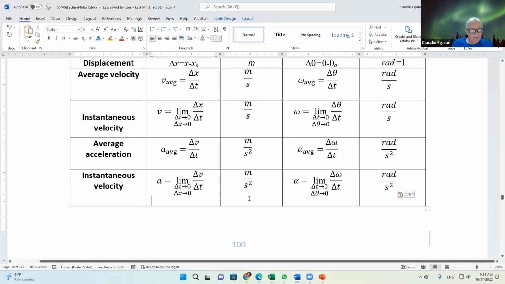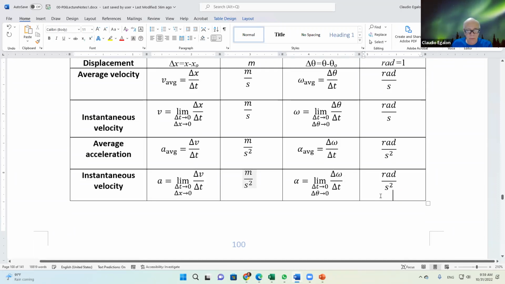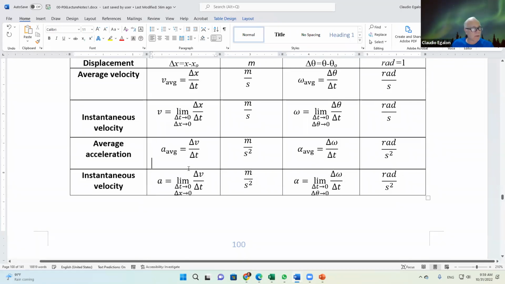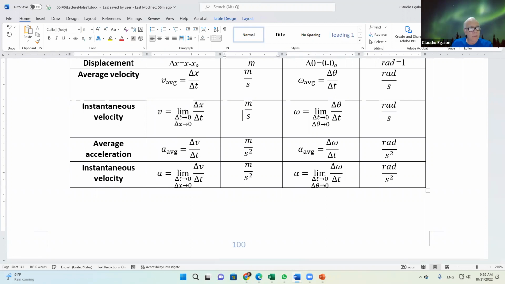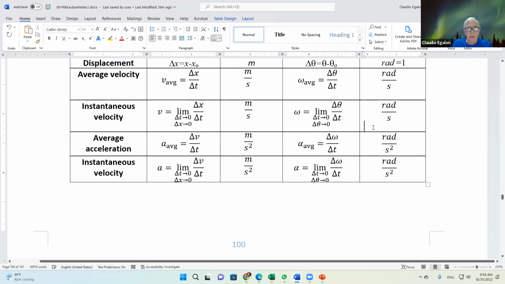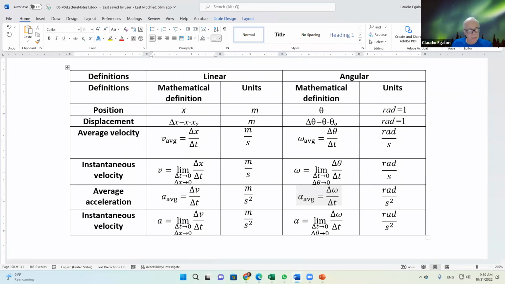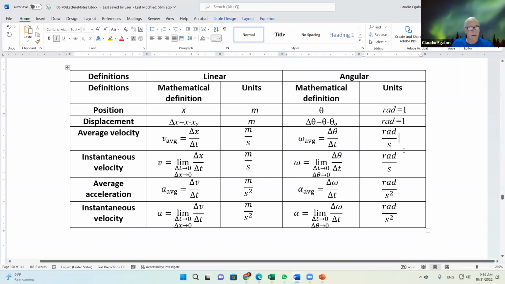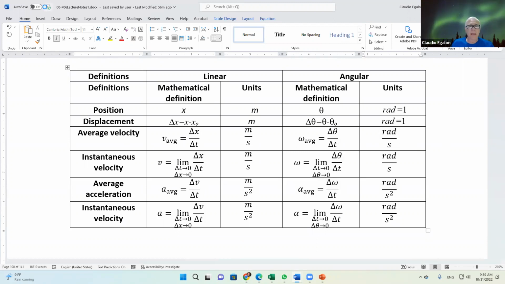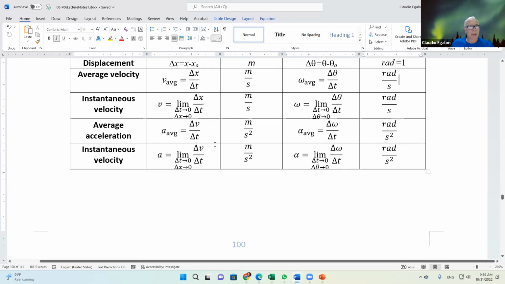So let's see if I have everything in good shape here. I'm going to give my last touches to my masterpiece, right? I like to call my tables a masterpiece. And my equations too. Here you go. Okay, angular. And then it's just a matter of applying those equations, just a matter of applying those definitions. But there is more to it.